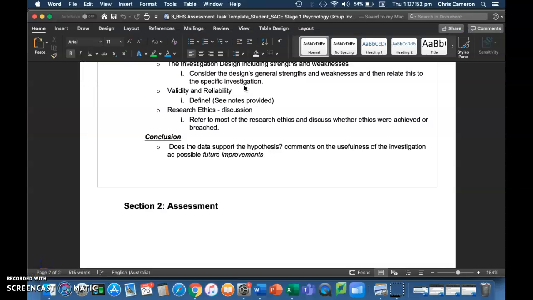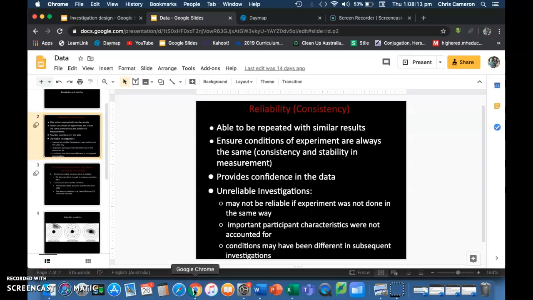It's 2 paragraphs, validity and reliability. All I'm asking you to do here is to define what these terms mean. So unless you want to go further for an A+ and link it to the actual investigation, but at this stage, in stage 1, defining those 2 terms is the most important. Now, go back to the PowerPoints.